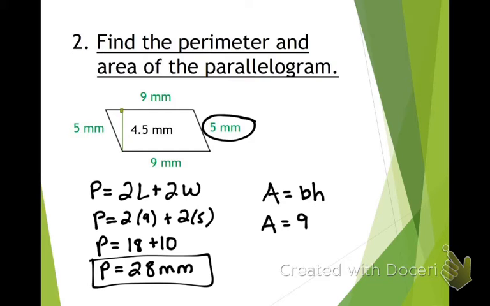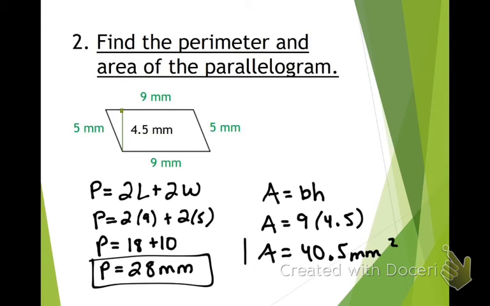It's not the perimeter, it's the outside of it. The height has to form a right angle with the base, okay? So that's how we can tell that 4.5 is the height. And what's my area, guys? 40.5 millimeters squared. Millimeters squared is correct.